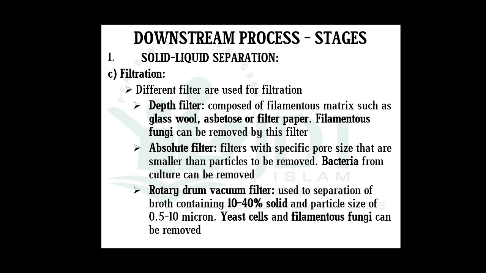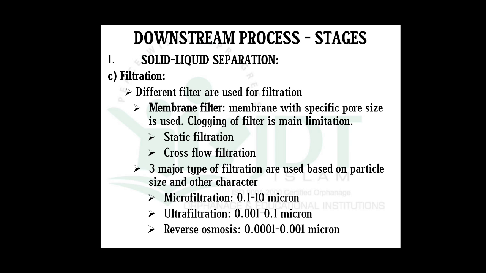Now, the third one is the rotary drum vacuum filter, which is used for separation of broth containing 10 to 40 percent solids and a particle size of 0.5 to 10 micron. By using the rotary drum vacuum filter, we can separate yeast cells, and filamentous fungi can be removed. Now, the next filter is the membrane filter.